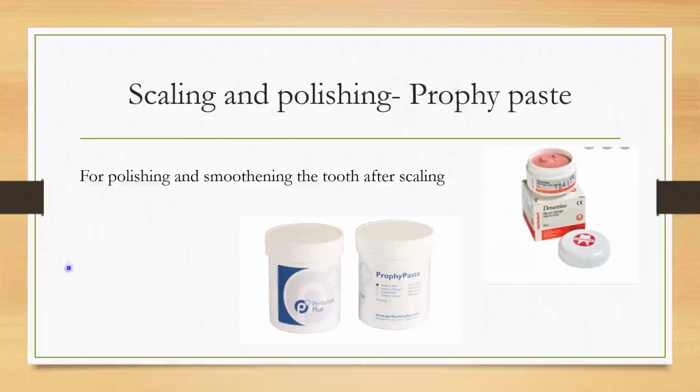After the routine scaling is done, usually every 6 months, you also have to advise your patients that they have to come for scaling and polishing every 6 months. After scaling is done, you dispense a little bit of prophy paste. Prophy paste usually goes with the prophy cap, and then you put it on the low hand piece, and then the dentist will smoothen and polish the tooth, and then the patient will rinse after, and then they are good.